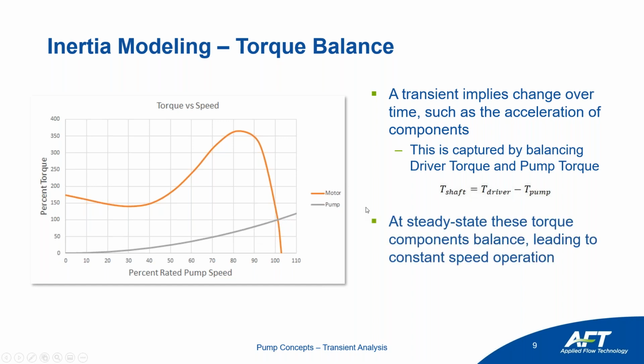At steady state, all those things are going to balance. Again, that's where that intersection point occurs, and that's where constant speed operation happens, achieving that steady state operating point. When you have a trip event, the driver torque drops to 0, so you're no longer supplying torque from the motor, so then the pump curve just decreases until it reaches its own new operating point.